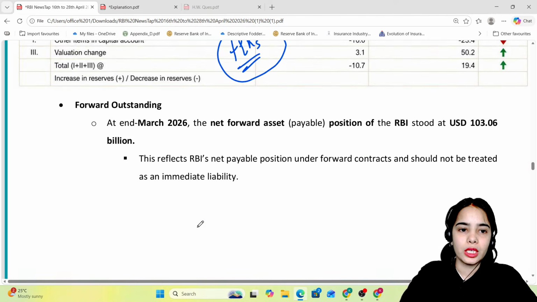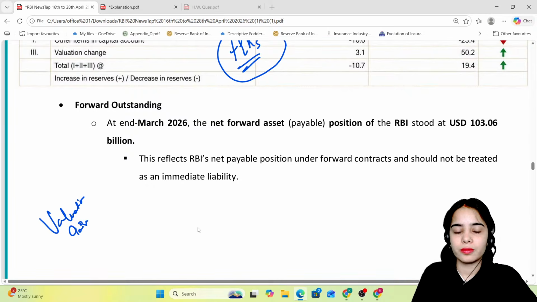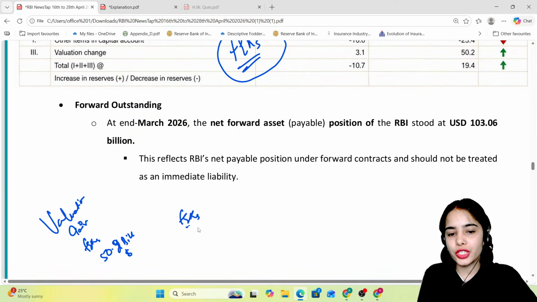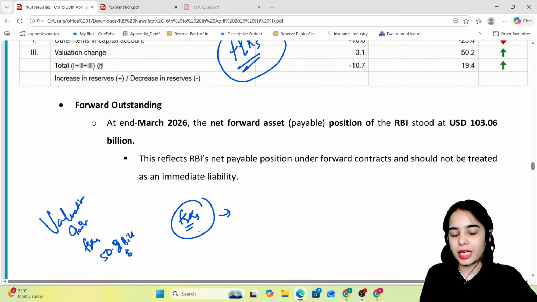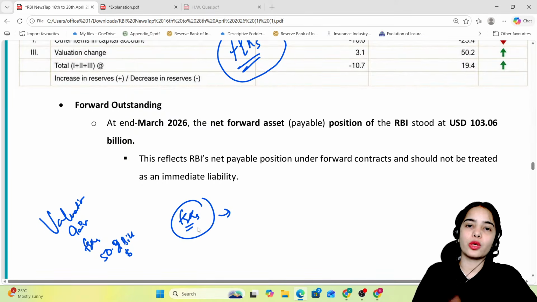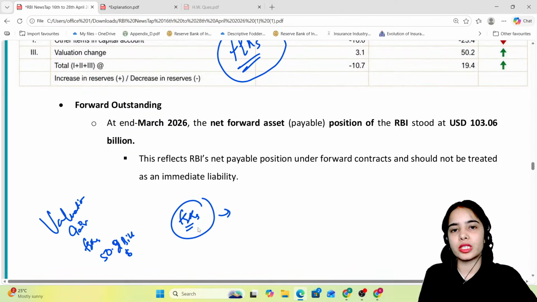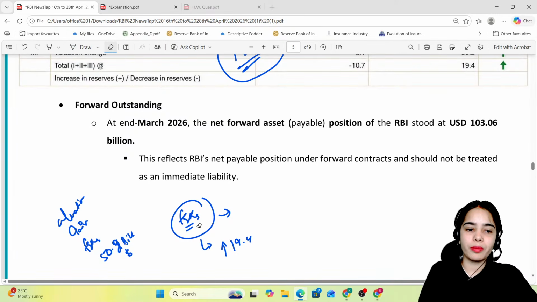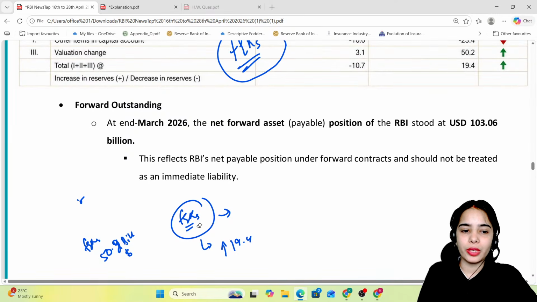Chalo. If I ask you what the valuation gain in the foreign exchange reserves is, it is $50.2 billion. Remember this. And what is the effect on the foreign exchange reserves including the valuation gain from April to December 2025? The foreign exchange reserves have increased by $19.4 billion. This is something you have to keep in mind and cannot forget.